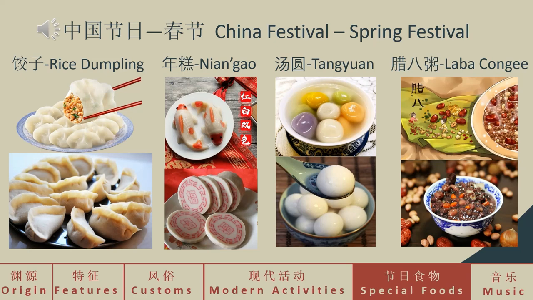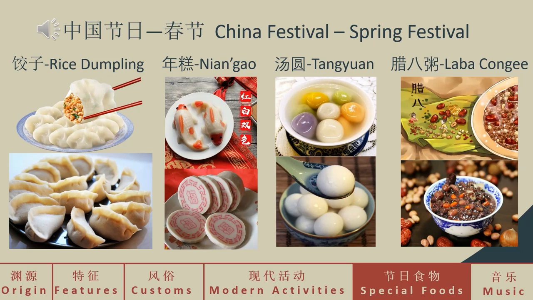And then is tang yuan, the second one. A kind of dumpling in China. Tang yuan has many ingredients, and there is a slight difference between North China and South China. The filling is salty in North China, while it is sweet in South China. In Shanghai, it's sweet.